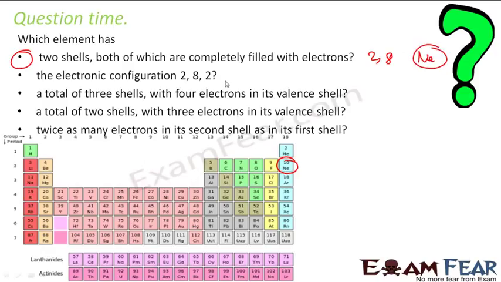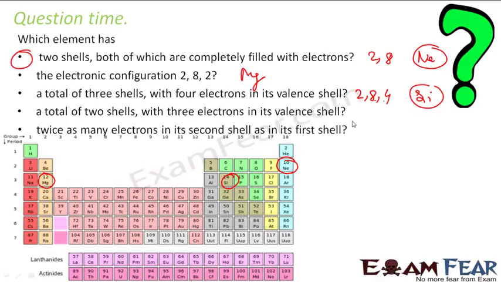Electronic configuration of 2, 8, 2, that is atomic number 2 plus 8 plus 2 is 12. Atomic number 12 is magnesium. So magnesium is my answer. A total of 3 shells with 4 electrons in its valence shell. So I have 3 shells and 4 in the valence shell. So 2, 8, 4. 2 plus 8 is 10, plus 4 is 14. 14 is silicon. So this guy is silicon.